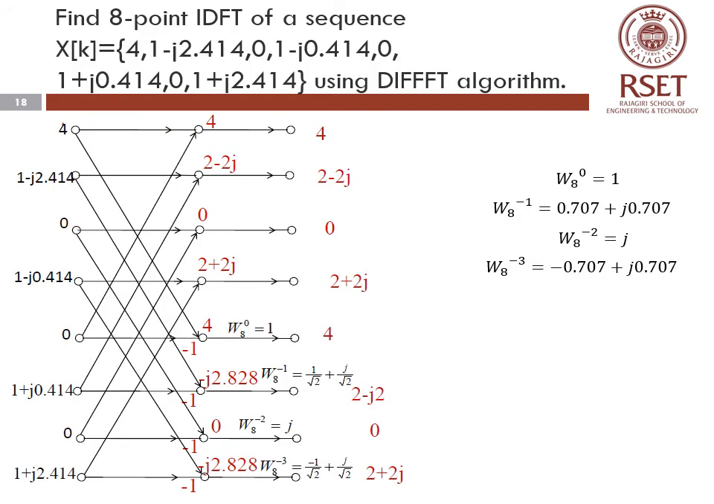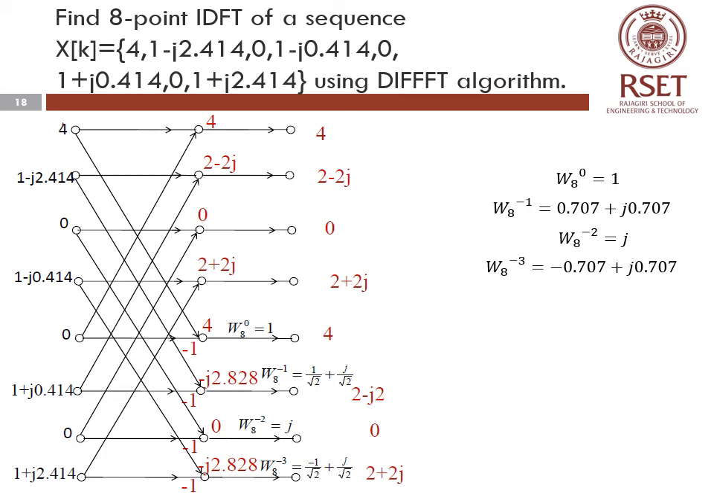Next we shall see a problem to find the 8-point inverse DFT of a given sequence using the decimation in frequency algorithm. Okay, so in decimation in frequency we know the input is in the correct order, so we'll first draw the butterfly structure of the first stage. Okay, and the inputs are written, that is 4, 1 minus j 2.414, 0, 1 minus j 0.414, 0, 1 plus j 0.414, 0, 1 plus j 2.414. Okay, and as discussed earlier, the twiddle factors are conjugates.